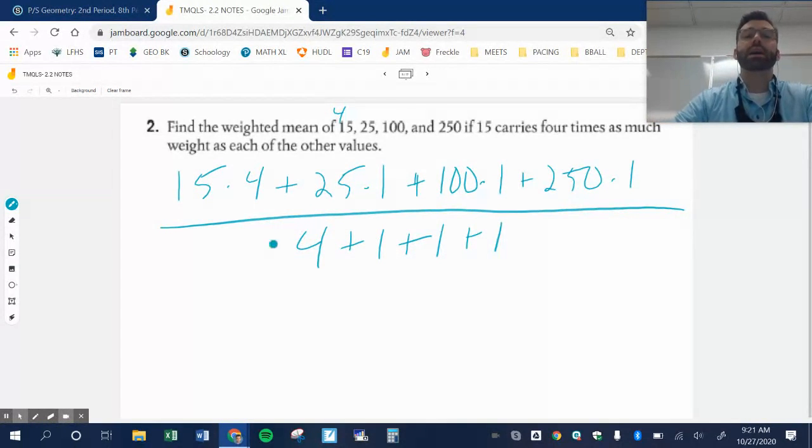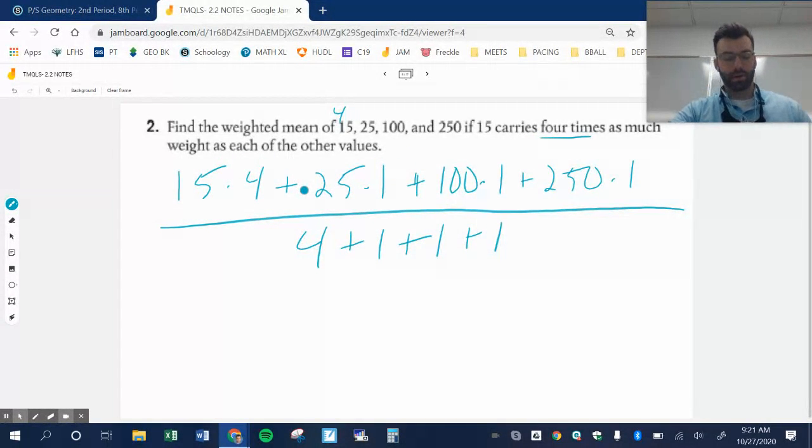Okay? Could I have put this as 8? Yes, if I did this as 8, then this would be 2, 2, and 2. That's fine. I think the easiest way to do it, though, is to use 4 and 1. All right, so 4 times as much weight as the other values.